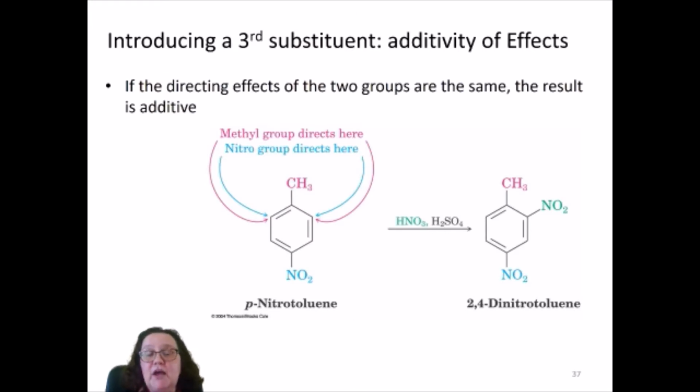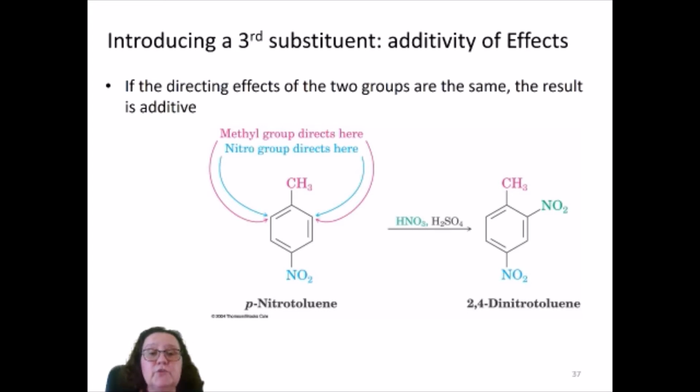What happens when you have a third substituent? Then you have an additive effect. You need to look at where one of the substituents directs, and where the other substituent directs. And sometimes you have additive effects and sometimes you have subtracting effects.